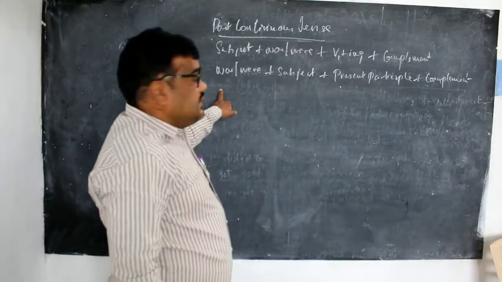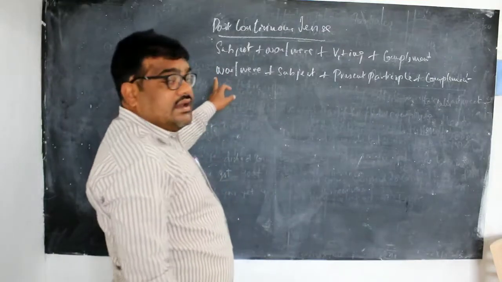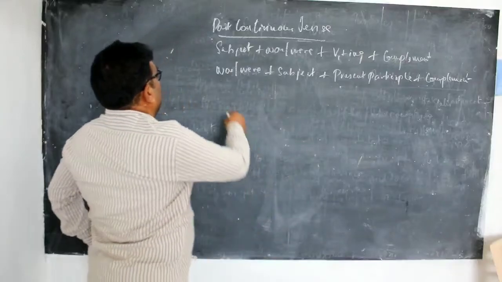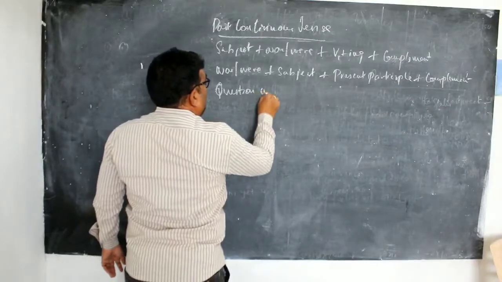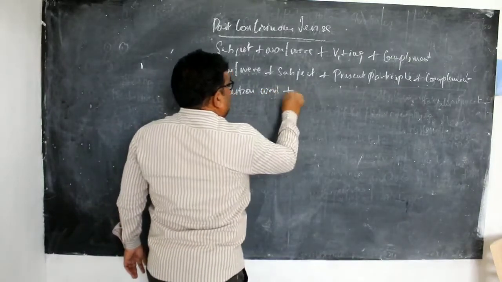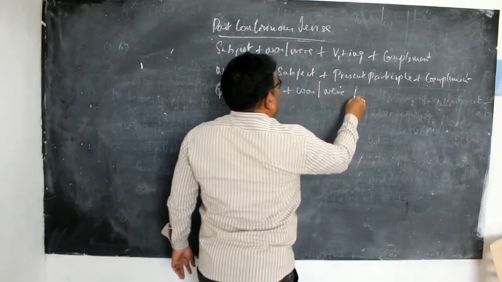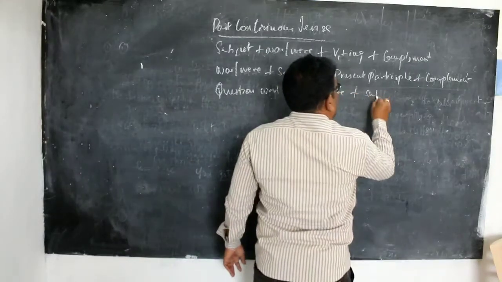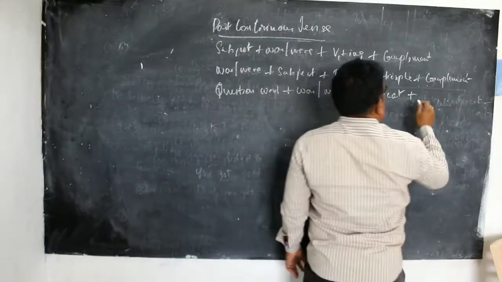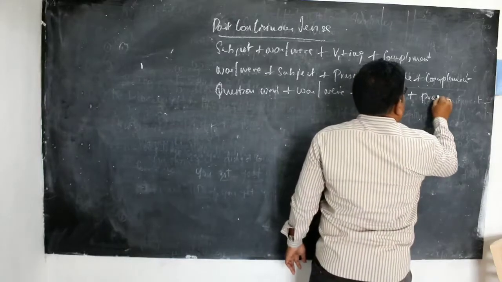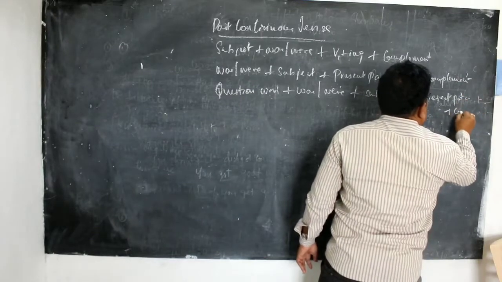This is one way of making yes or no questions. The other way of making questions is to use a question word, plus was or were, plus subject, plus present participle, plus complement.